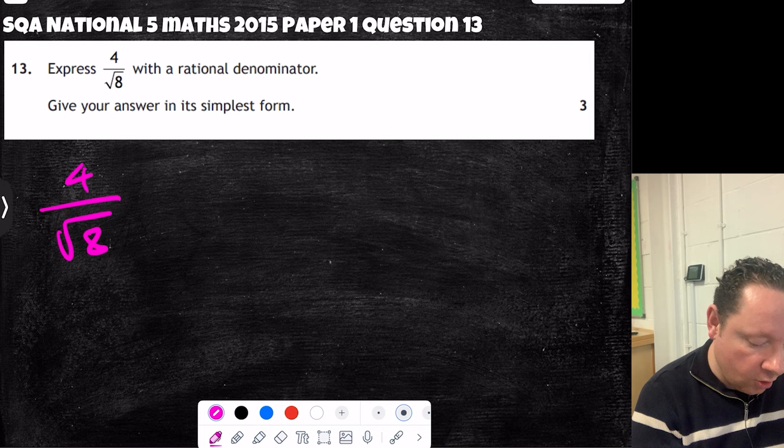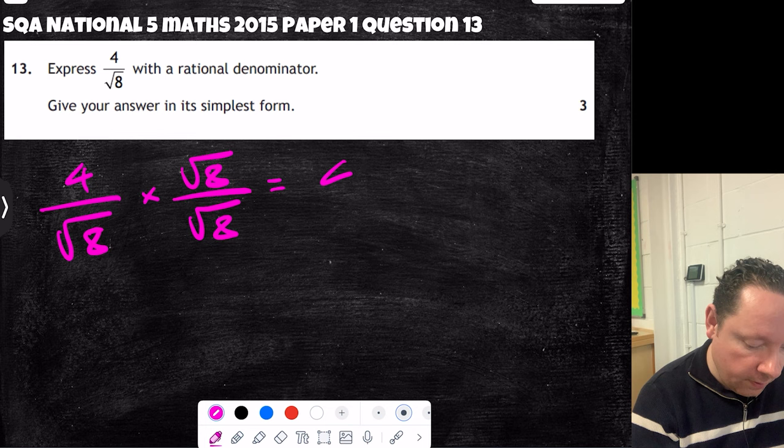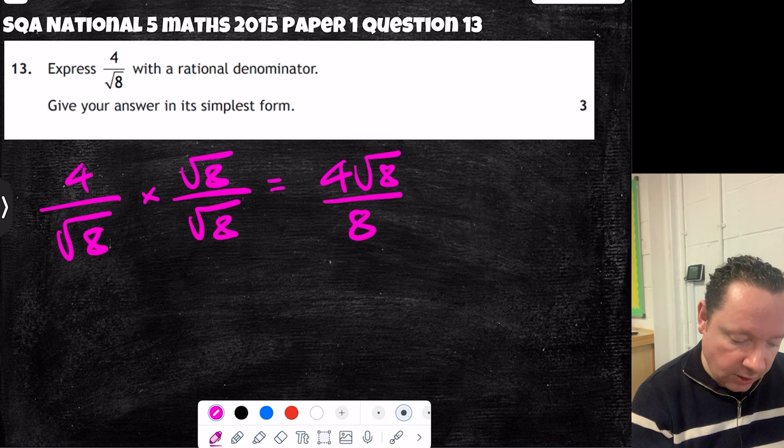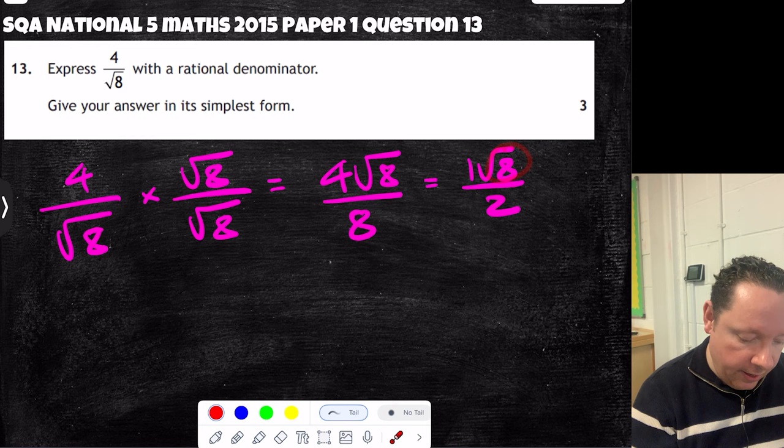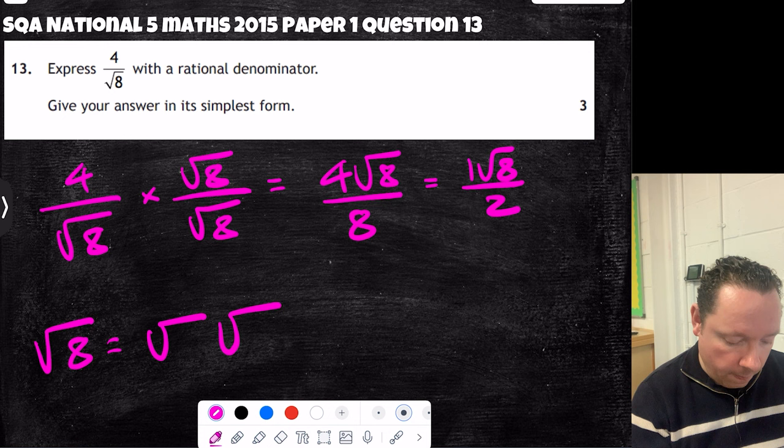So that gives me 4 root 8 on the top. And root 8 times root 8 is just 8. Now we can simplify these fractions. 4 over 8 is a half. So that's 1 root 8 over 2. But now this root 8, you need to check, is that simplifiable? So at the side, root 8, I'm looking for two numbers that times to make 8, but one's a square number, 4 times 2. So that gives me square root of 4 is 2, 2 root 2.